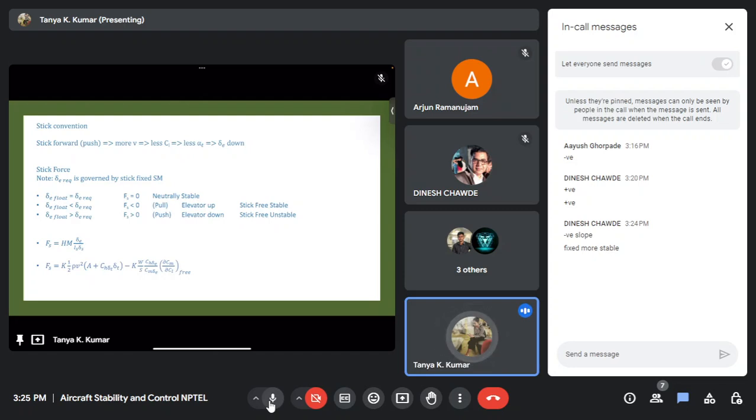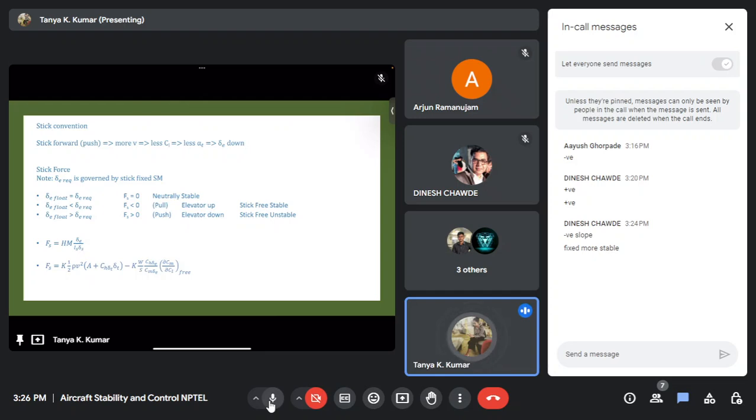So what this means is that when you push the stick forward, it corresponds to more velocity. More velocity, if you need to maintain everything else the same, you need to reduce your CL. How do you reduce your CL? You need to reduce your angle of attack, CL or lift, right? You need to reduce your angle of attack at the tail. What do you do for this? You deflect your elevator down.